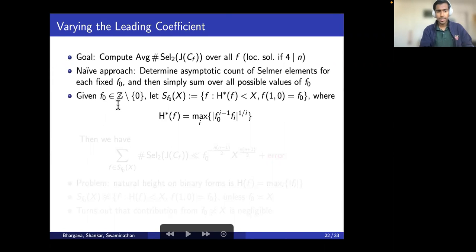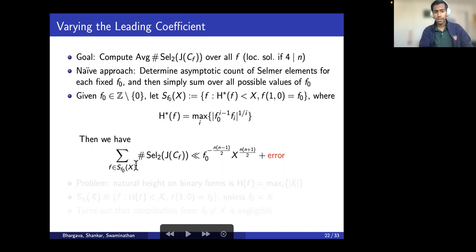Given a non-zero leading coefficient f_0, let S_{f_0}(X) be the set of binary forms where the height is less than X and the leading coefficient is f_0. Now the height function that we use for binary forms of fixed leading coefficient is defined as follows. It's H star of F, the maximum over all i of f_0 to the i minus 1 times f_i raised to the 1 over i. This turns out to be the natural height function for binary forms with fixed leading coefficient.